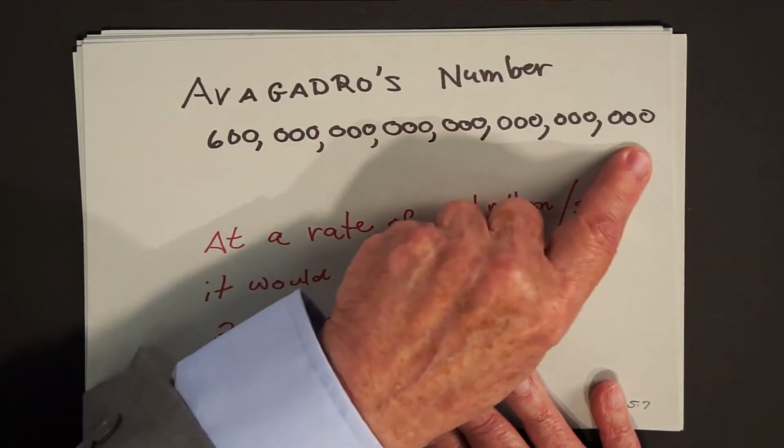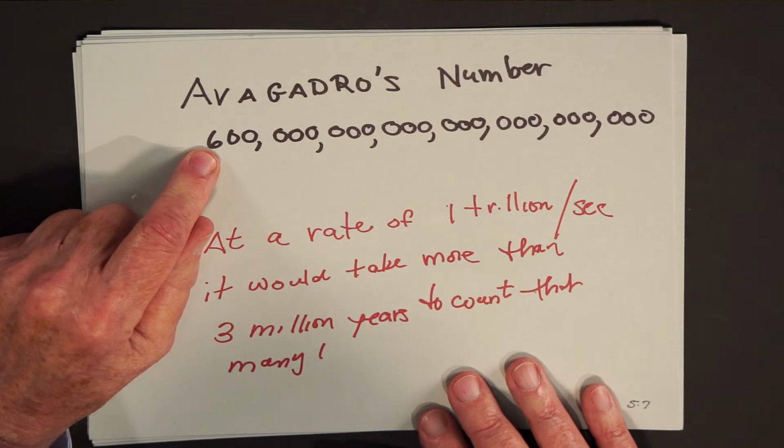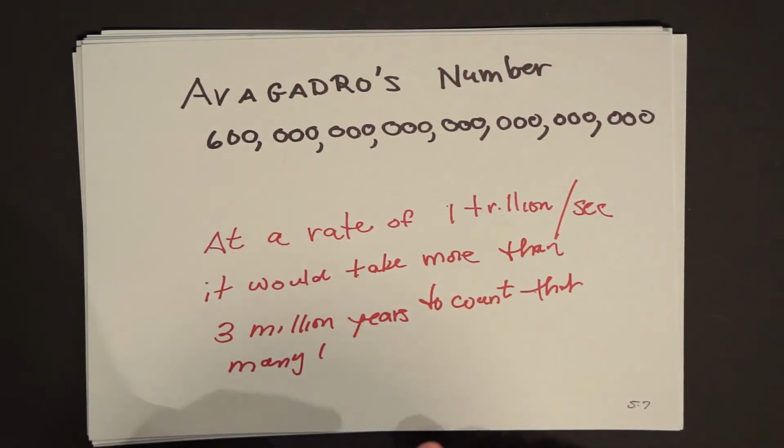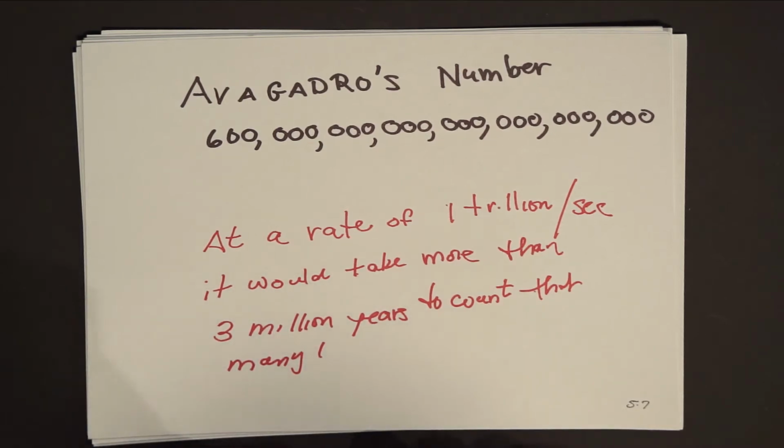I mean, you can tell by looking at this it's a big number, but you can still write it down pretty easy, couldn't you? If you could count 1 trillion atoms per second, it would take more than 3 million years to count that many. Do you see the power?